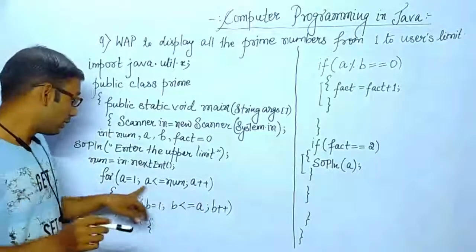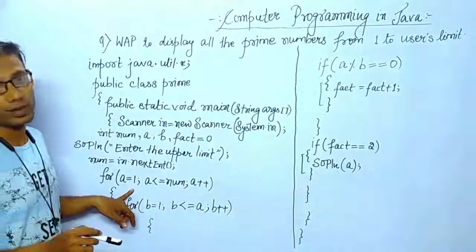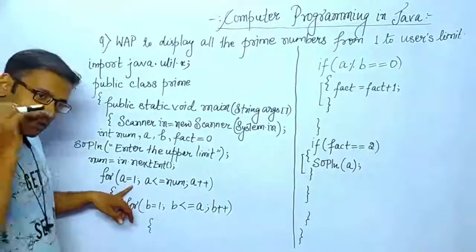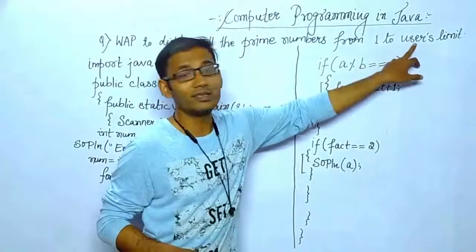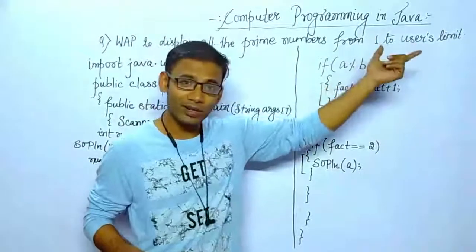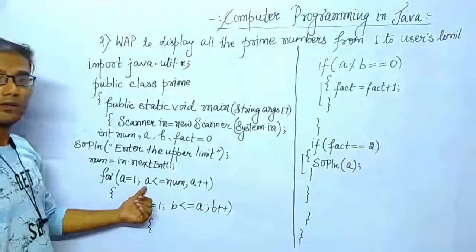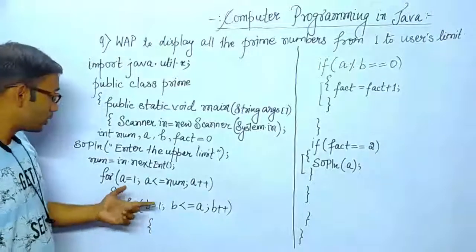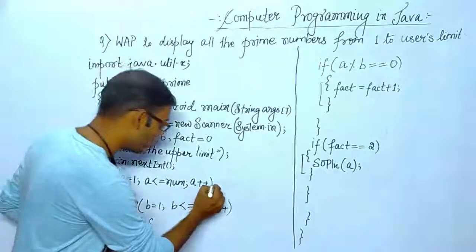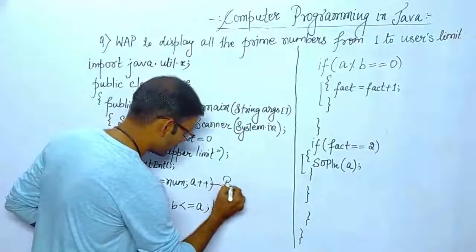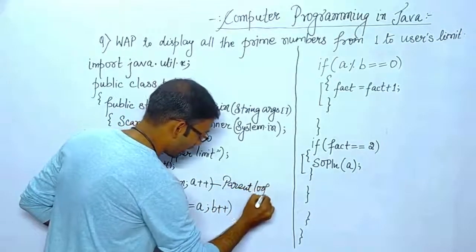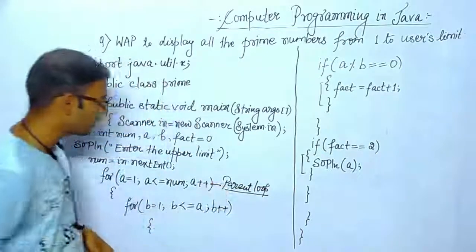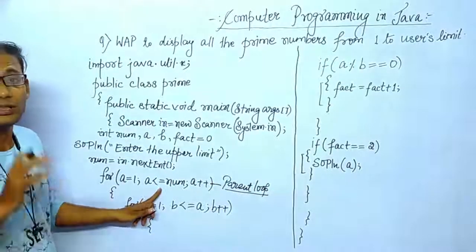That means, how many times will this loop run? This loop will run as many times as the user's limit. Let's suppose the user gave 100, that means this loop is going to run 100 times, right? So what is the purpose of this loop? This loop is the parent loop. Understood? And this particular loop is going to give you all the numbers.